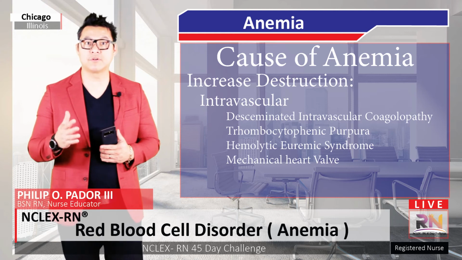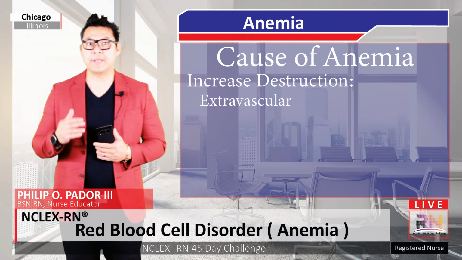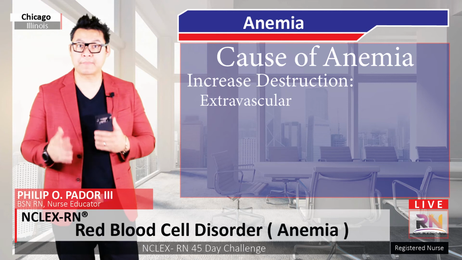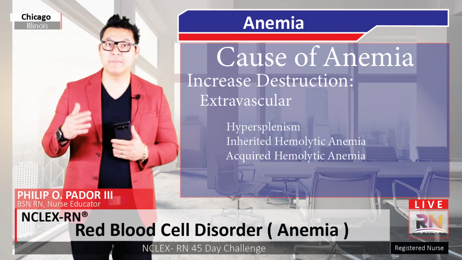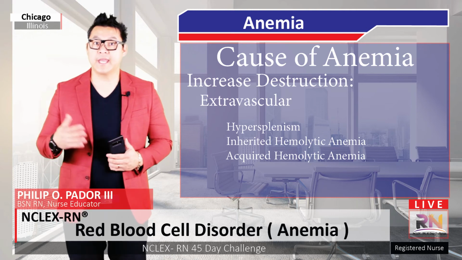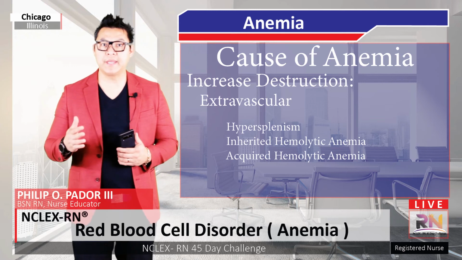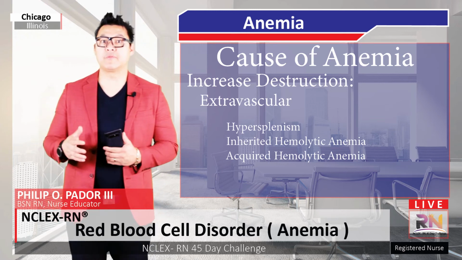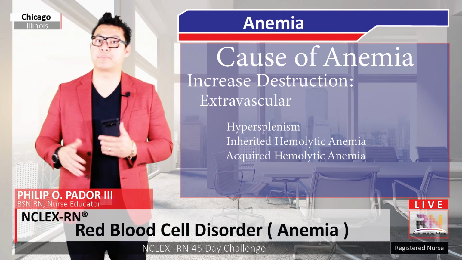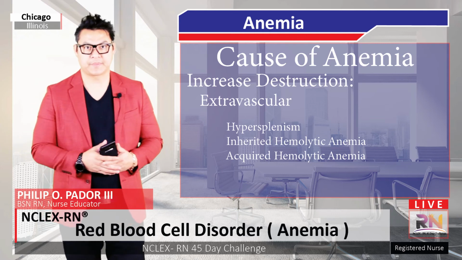Extravascular hemolysis occurs when there is an increased destruction of the red blood cells, typically through the reticuloendothelial system. Examples include hypersplenism, inherited hemolytic anemia disorders such as sickle cell anemia and hereditary spherocytosis, and acquired hemolytic anemia such as malaria. When a red blood cell gets destroyed, they release a number of things, which are important things to measure to see whether someone has hemolytic anemia.